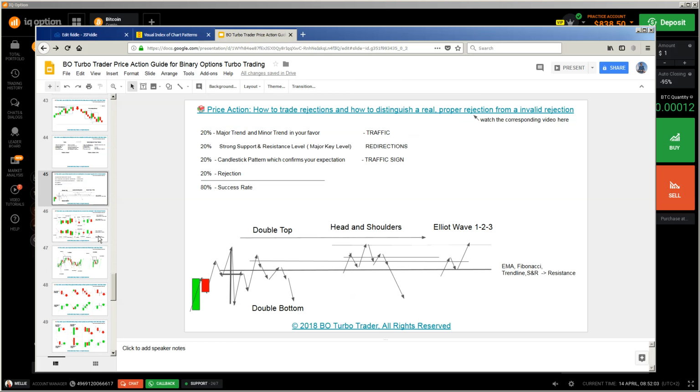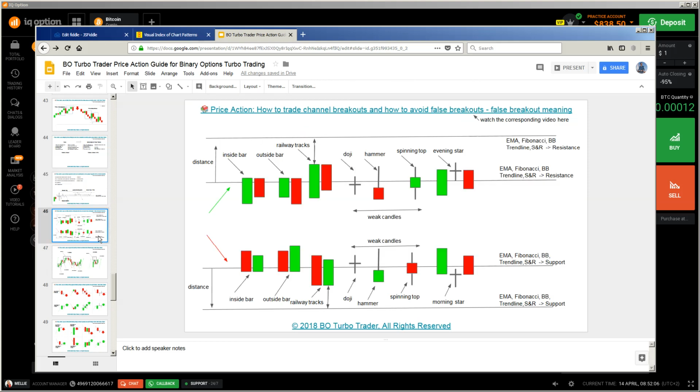So then I have to talk about the breakouts, because breakouts are coming up almost everywhere, and they are really tricky.